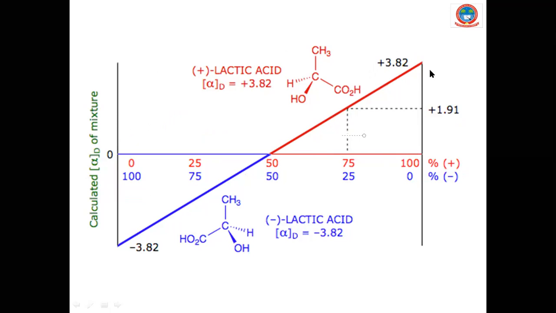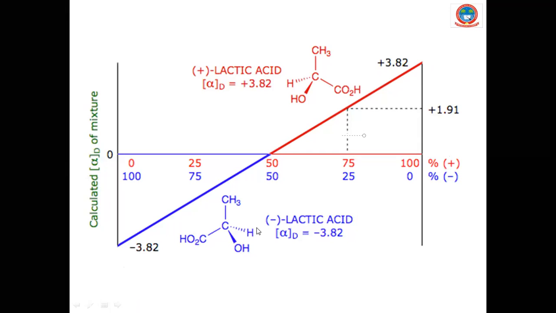When we have a pure one, it is plus, pure 100%. It is a plus 3.82, and it is a standard reference value. Whenever a sample is given to you and they ask you to find out whether it's pure or not, you go to the polarimeter, take the sample and find out. If it is 3.82, you can say, sir, it's plus lactic acid. Another sample is given to you, you check the polarimeter for its rotation, and you find minus 3.82. You can say it is minus lactic acid.